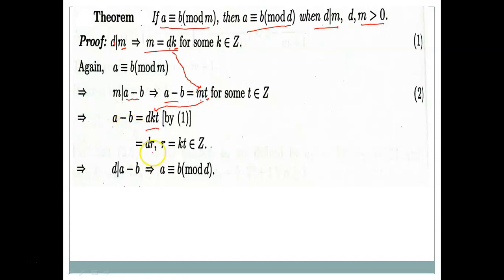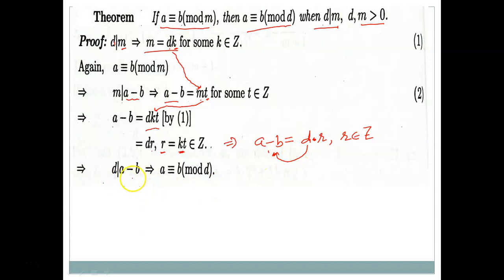So a minus b equals dkt. Now here k is an integer, t is an integer, so k into t is again an integer, that is equal to r. So in place of kt, you are writing r. It means you have obtained that a minus b equals d into some integer r. So you can say that d divides a minus b.